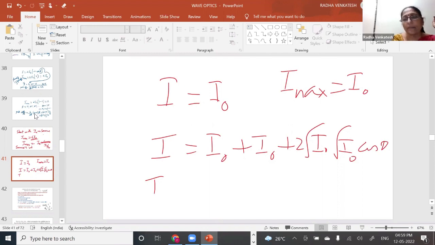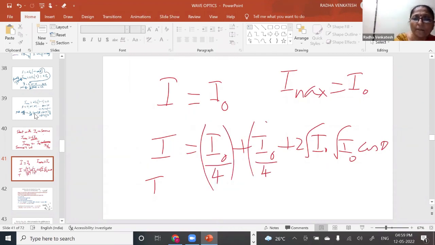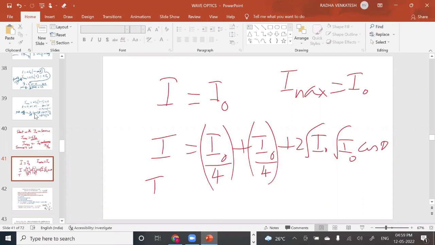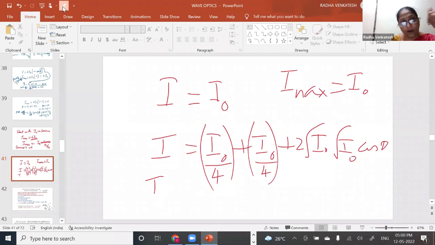See, I've told you I max is I naught. Then what is the source's intensity? I naught by 4. And the same I naught by 4 will come for the sources S1 and S2, correct? Are you getting me, people? Are you understanding? So when you have to find the intensity at some other point, I will take the intensity of the two sources as I naught by 4 and I naught by 4, and not I naught. Are we clear with this?